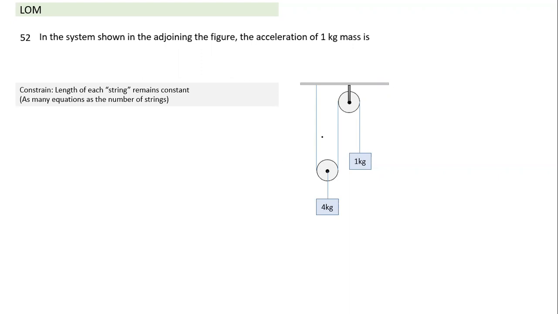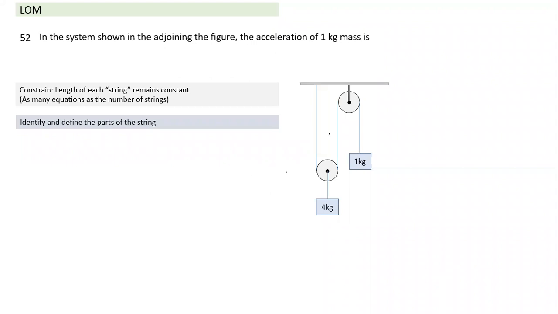So how many equations can we form? We can form as many equations as the number of strings. In this case, there are two. And that's what let's use. How do we make use of this condition that the length of the string does not change? There are a number of ways of using this constraint. So let's use one particular method, which is, I think, the easiest of all the methods.